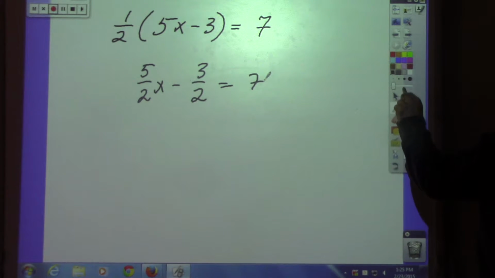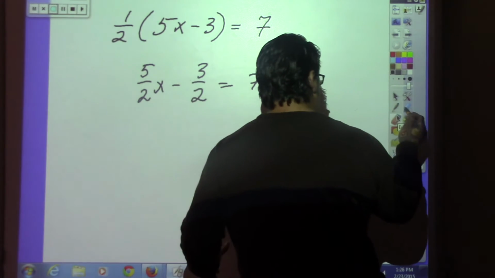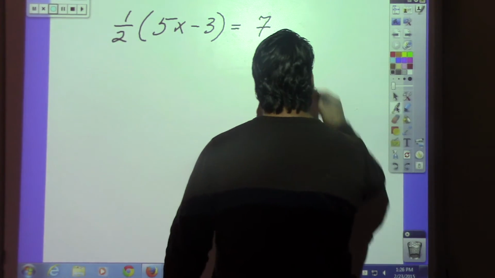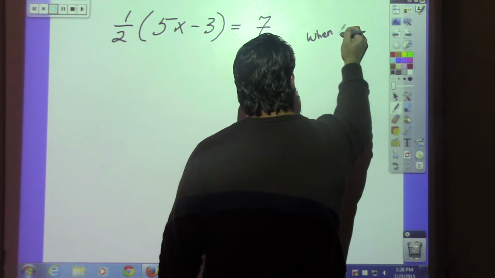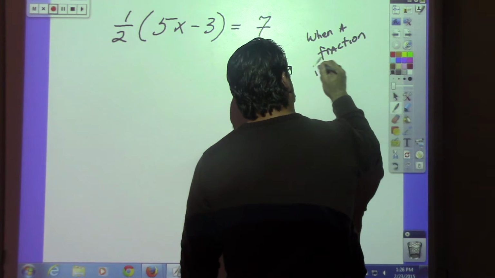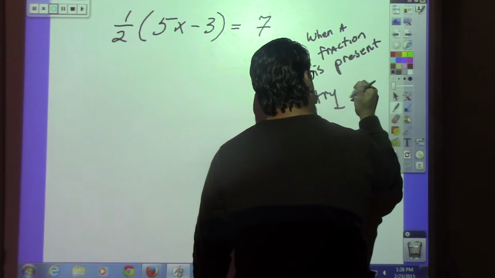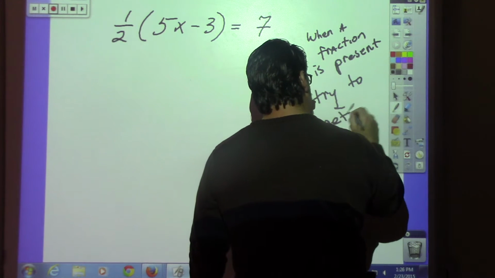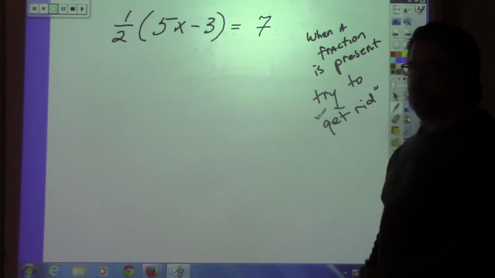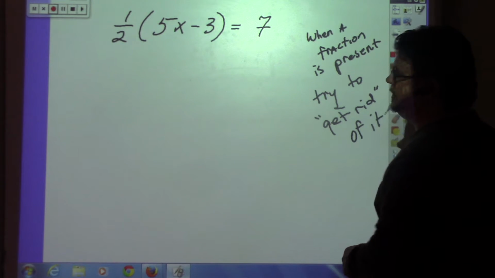Whenever you have a fraction, the best thing to do is what? Keep it or get rid of it? Get rid of it. Write that down. When a fraction is present, try to get rid of it. Some of y'all may not know what get rid means, but that means remove. Okay? Get rid of it.